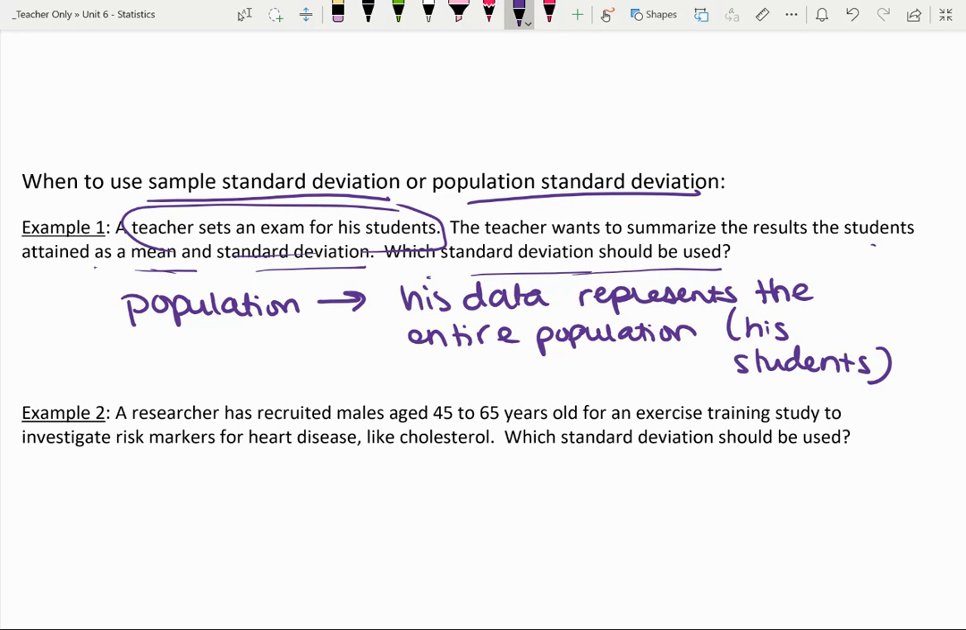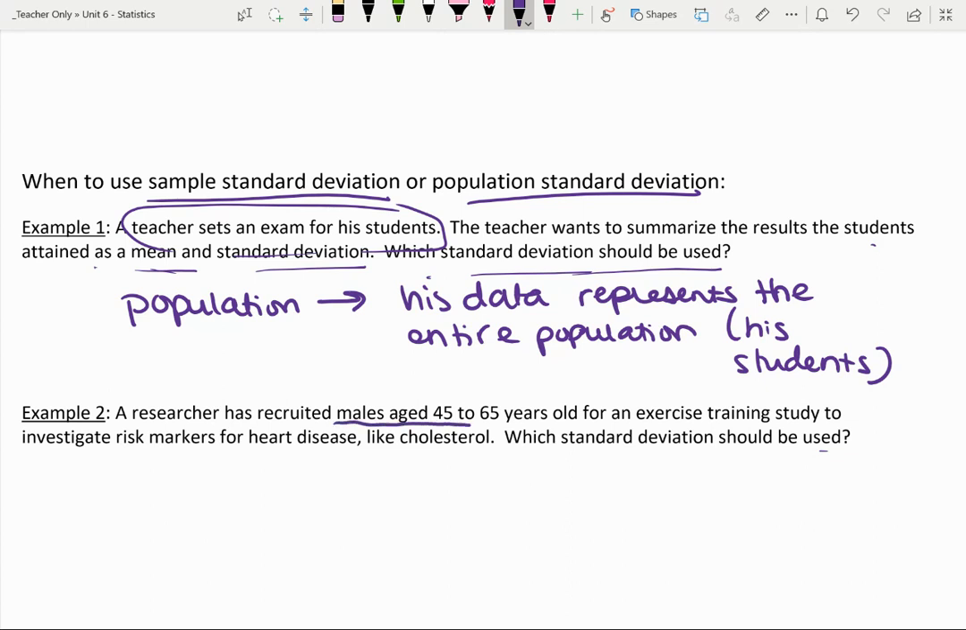So this time we would be dividing by n because we would know exactly the full population here. Example 2, on the other hand, says a researcher has recruited males aged 45 to 65 years old for an exercise training study to investigate risk markers for heart disease like cholesterol. Which standard deviation should be used?